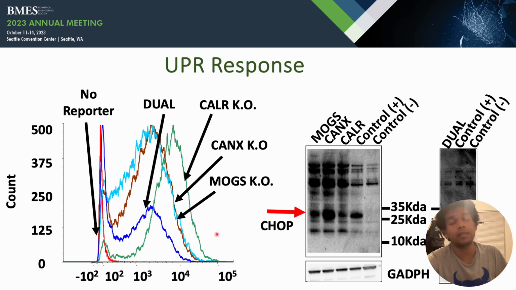And thereafter, apart from this fluorescence reporter, we also checked a signature protein that is usually produced whenever the cells are under ER stress, that is CHOP protein, and the results are in line with our other two measurements, that is, calreticulin has high ER stress compared to the other knockouts.